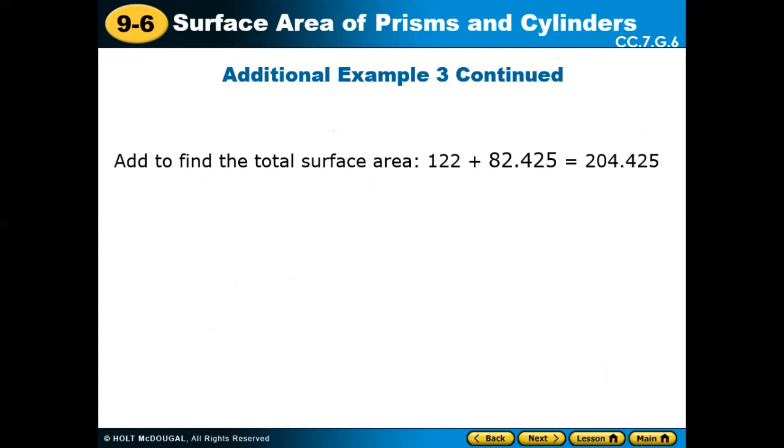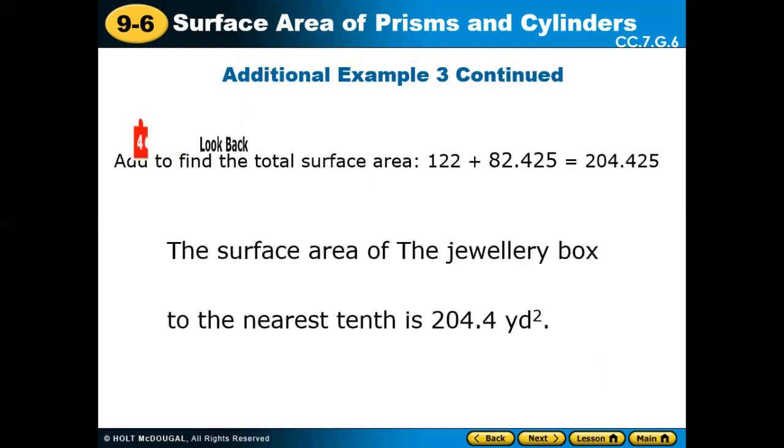What about the last step? In our last step, we only add these two surfaces together. So the total surface area will be 122 plus 82.425. We get 204.425. By rounding this number, we get 204.4. Okay, does that make sense? Is that clear? So our steps: first, cut our composite shape into two figures, then calculate the surface area of each one separately, then add these two areas together.